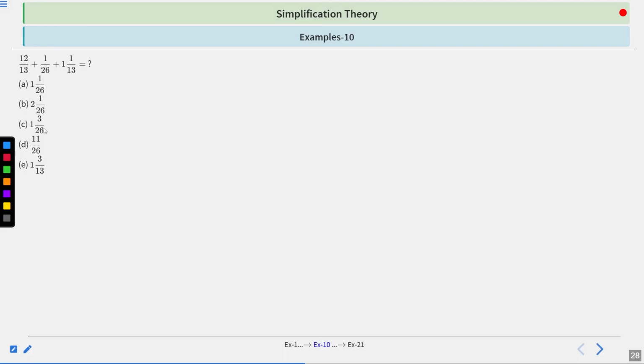Now see the solution. Now the correct answer of this question is 2 and 1 by 26. So this question is basically an addition question of the fraction and mixed fraction. Sum of the fraction and mixed fraction. Now see the solution.